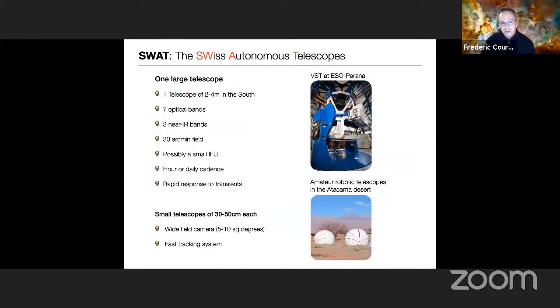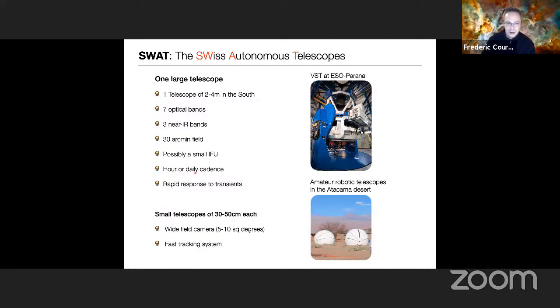One would be large, like a 2 to 4 meter in the south, because SKA and LSST, the main big surveys in different domains, are in the south. And you want 7 optical bands, 3 infrared bands, a fairly large field of view, possibly with a small integral field unit, but that's extra. You don't really need this on this big telescope. And you want to monitor things at an hourly or daily cadence. So if you want to do hourly cadence, you need telescopes around the world.